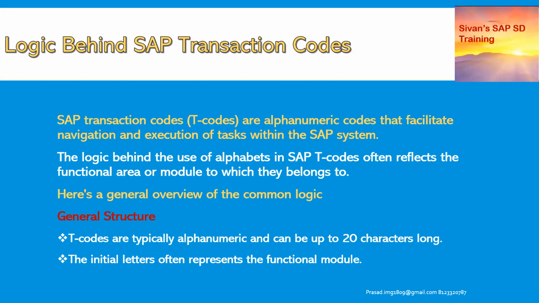SAP transaction codes are alphanumeric codes that facilitate navigation and execution of tasks within the SAP system. The logic behind the use of alphabets in SAP transaction codes often reflects the functional area or module to which they belong. Here is a general overview of the common logic. T-codes are typically alphanumeric and can be up to 20 characters long. The initial letters often represent the functional module.